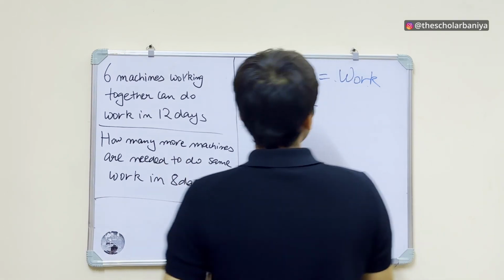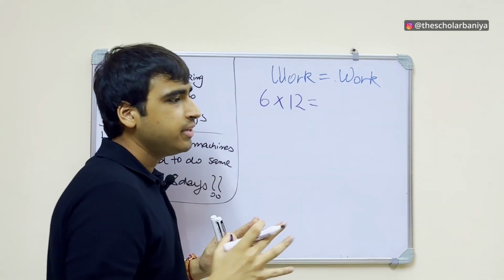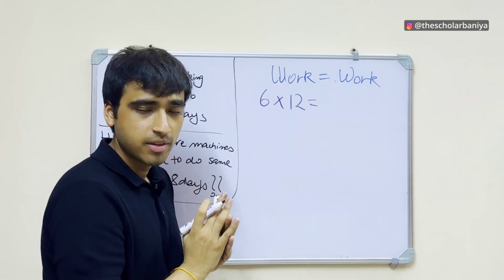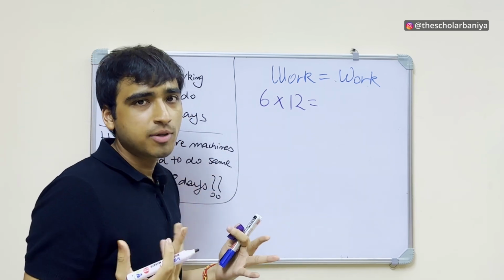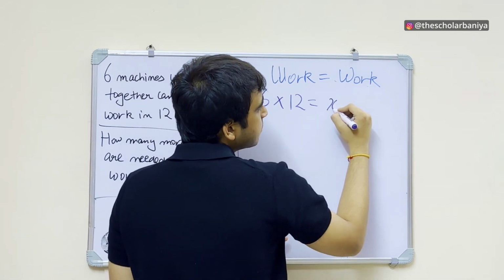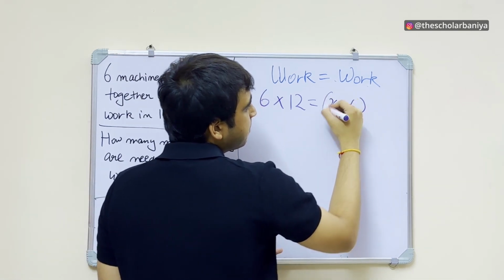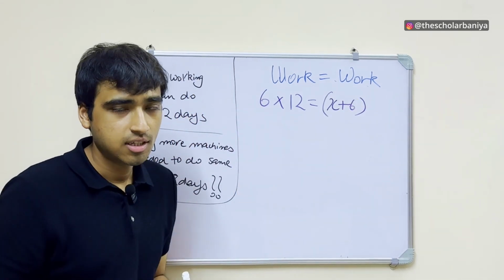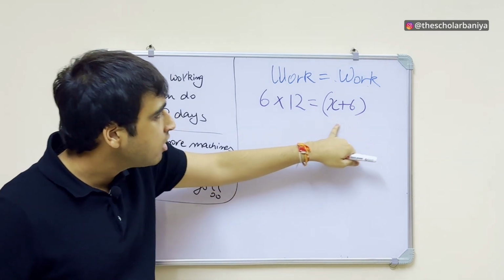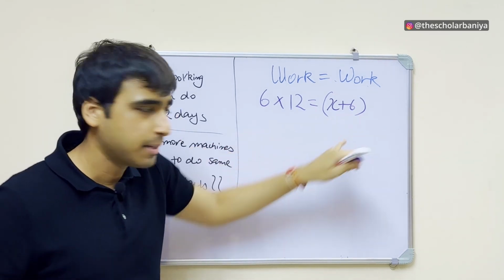So let's suppose afterwards we have some X more machines, right? Initially there were 6 machines. Let's suppose we added X more machines. So total how many machines are there now? X plus 6, right? Initially there were 6 machines. Afterwards we added X more machines. So now in total we have X plus 6 machines.